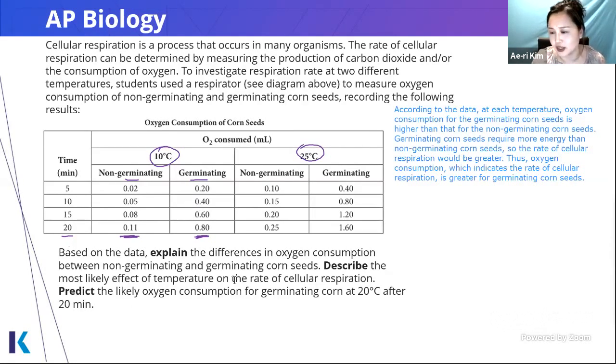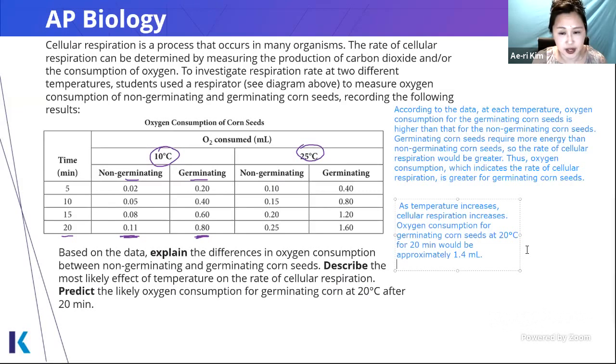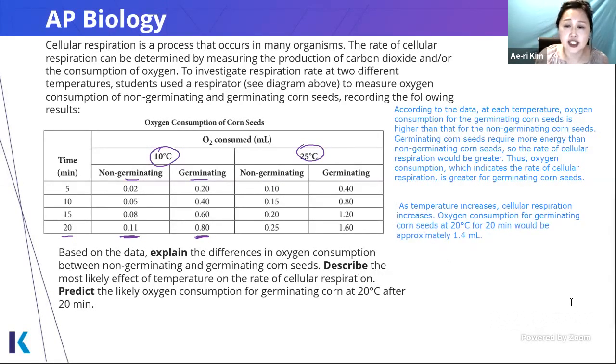Nice. Okay, so the last part is asking about the differences in the oxygen consumption. I could say something like this, right? As the temperature increases, cellular proliferation increases. Oxygen consumption for germinating corn seeds at 20 degrees for 20 minutes would approximately be about 1.4. If you gave a range, that would still be fair, right? All we're doing is looking for, can you look at the right part of the data?